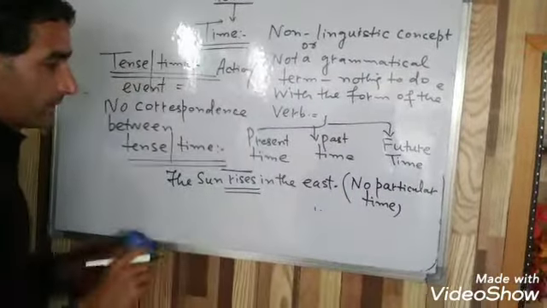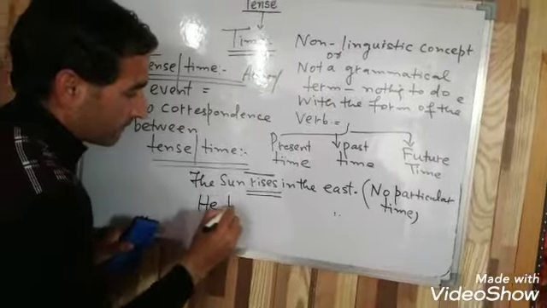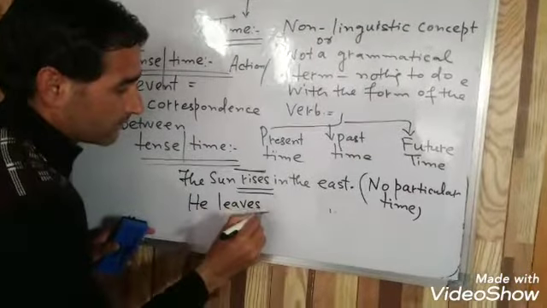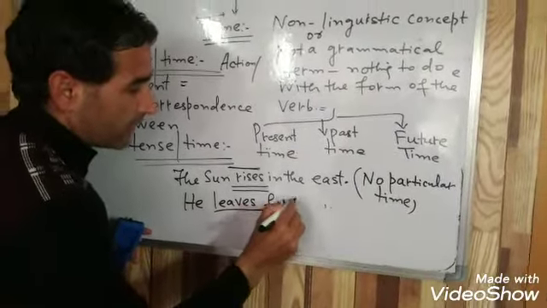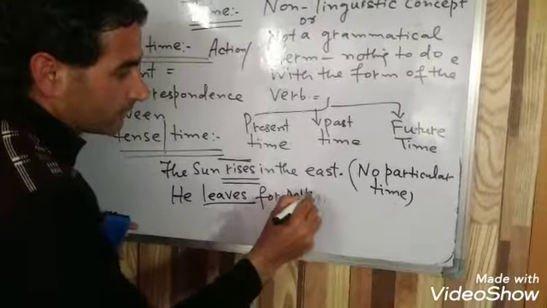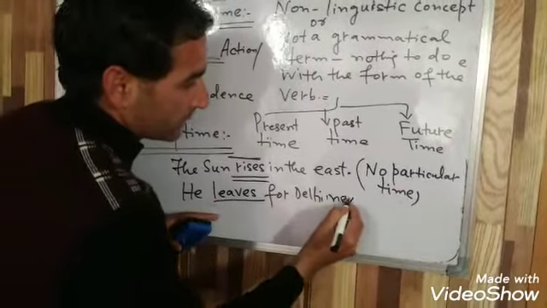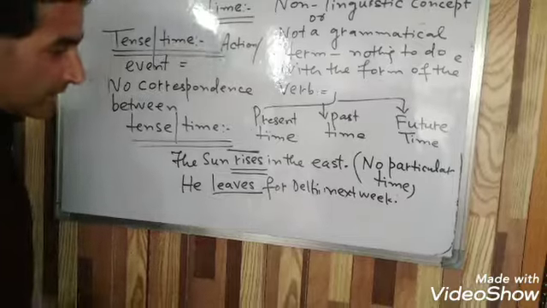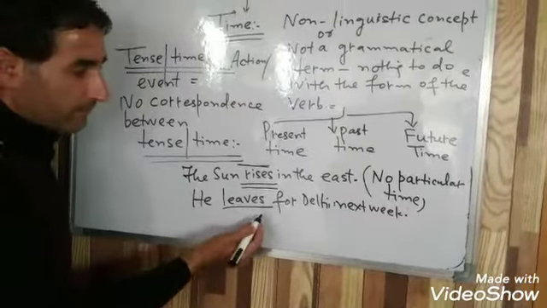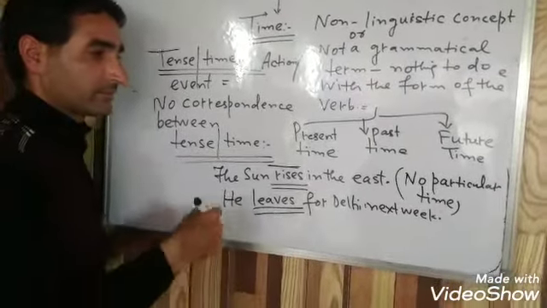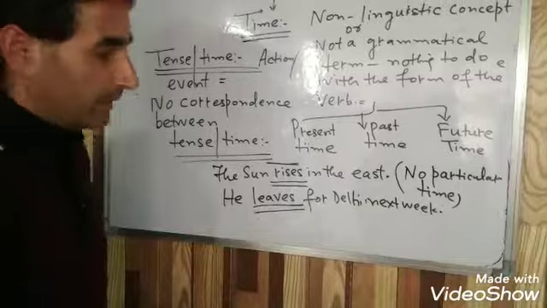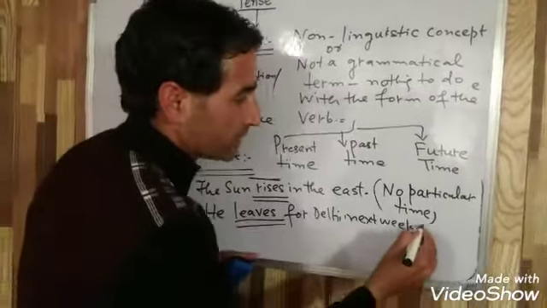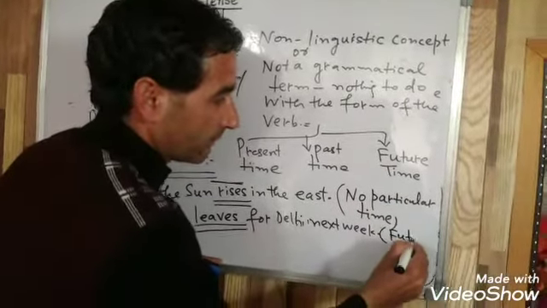Another example. He leaves for Delhi next week. Again in this sentence, the verb is in present, but the time it shows is future time. He leaves for Delhi next week. It shows future time.